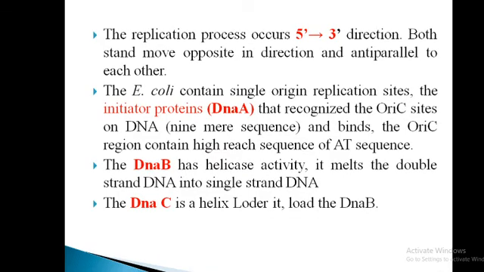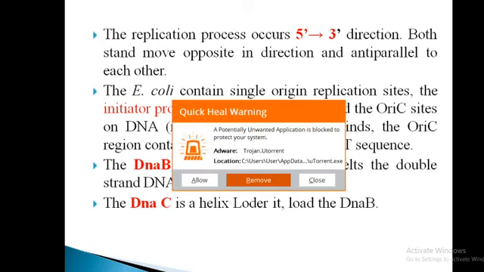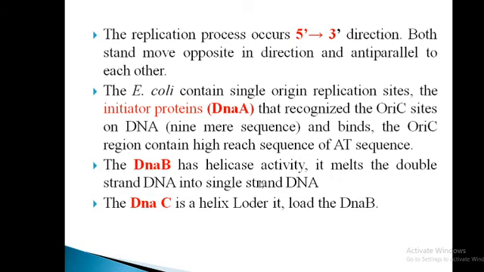The DNA replication process always occurs in the 5' to 3' direction. Both strands move in opposite directions and are anti-parallel to each other. E. coli contains a single origin of replication site, that is the OriC site. The initiator protein, DnaA, recognizes the OriC site on the DNA.